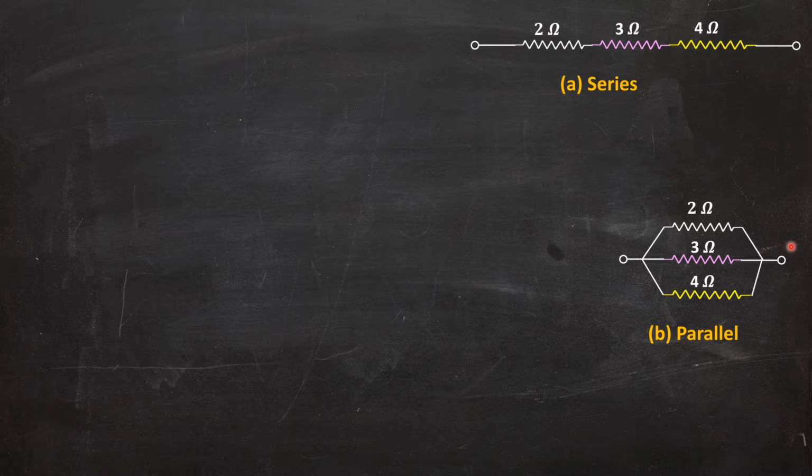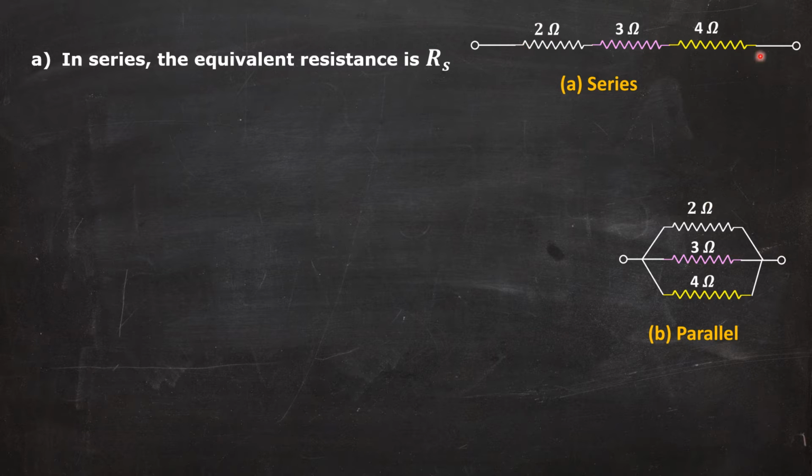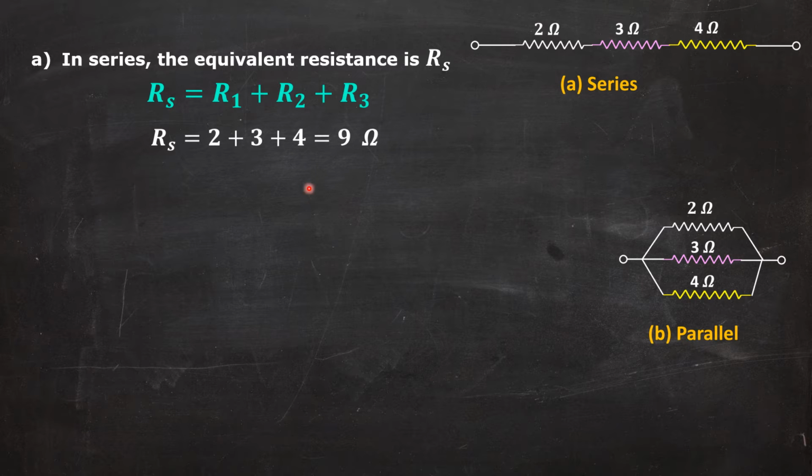Now let us calculate the equivalent resistance in both cases. You see here in series connection, 2 ohms, 3 ohms, 4 ohms. R1 equal to 2, R2 equal to 3, R3 equal to 4 ohms, and the resultant resistance, say Rs, is equal to, we know the formula, Rs is equal to R1 plus R2 plus R3. Let us substitute these values in this equation. We get 2 plus 3 plus 4 is equal to 9 ohms.